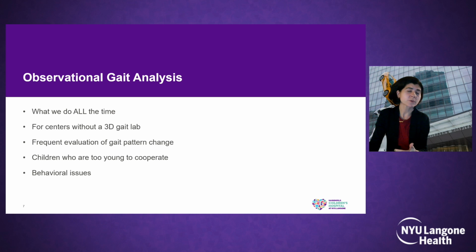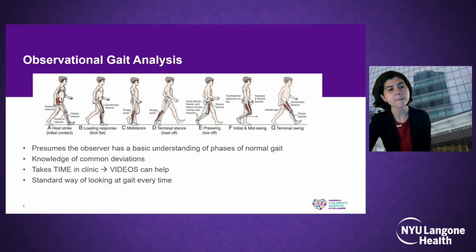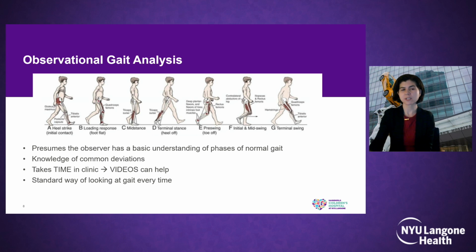It's also helpful for children who are too young to cooperate with the formal gait analysis, or for kids with behavioral issues, so kids with severe autism or other diagnoses for which they are not able to comply with full gait analysis. So looking at your observational gait analysis, and we've all seen schematics like this, it really presumes that the observer has a basic understanding of the phases of normal gait, a knowledge of what the common deviation patterns are. And this takes time in clinic.